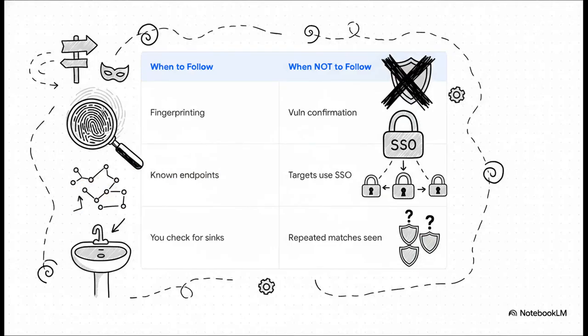And redirects, oh man, redirects are where good signals go to die. Your redirects policy can't just be the default setting. It has to be a conscious choice. So when should you follow them? It's great for fingerprinting or looking for well-known files, but when should you not? When you're trying to confirm a vulnerability, especially if you know your targets love to bounce everything to a central SSO page, that's just asking for a false positive.